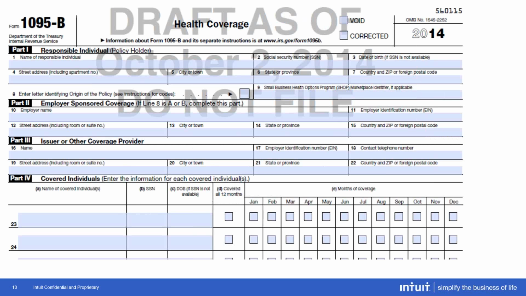And again, here's a screenshot of what the 1095-B looks like. The important section to call out there is Part 4. It's going to list out folks in the household that are covered under the policy, and there's a box check for coverage for all months or individual months throughout the year.